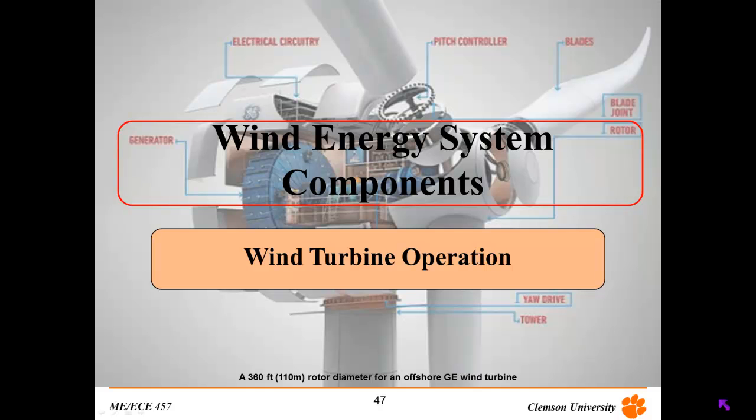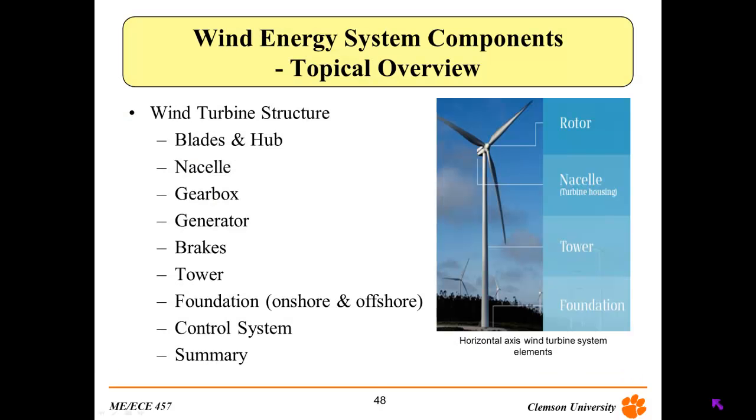Fundamentals of Wind Power, Wind Energy System Components, Chapter. The topical overview includes wind turbine structure with the following elements: blades and hub, nacelle, gearbox, generator, brakes, tower, onshore and offshore foundation, the control system, and then a summary.